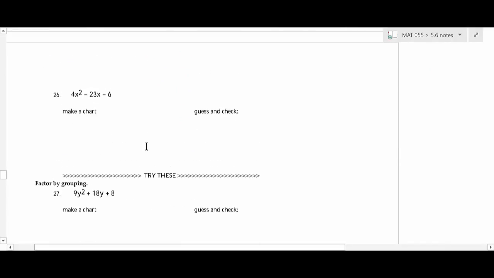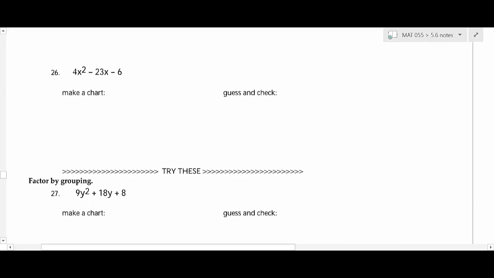Okay, so on this one, we'll again make a kind of chart just for the first and last terms. This one has several possibilities. What are the possibilities of numbers multiplied to give 4? 1 and 4, 2 and 2. Now don't forget the x, so we'll have 1x times 4x. If that doesn't work, we could go with 2x times 2x. Now, what are the numbers that multiply to give 6? 1 and 6 or 2 and 3.